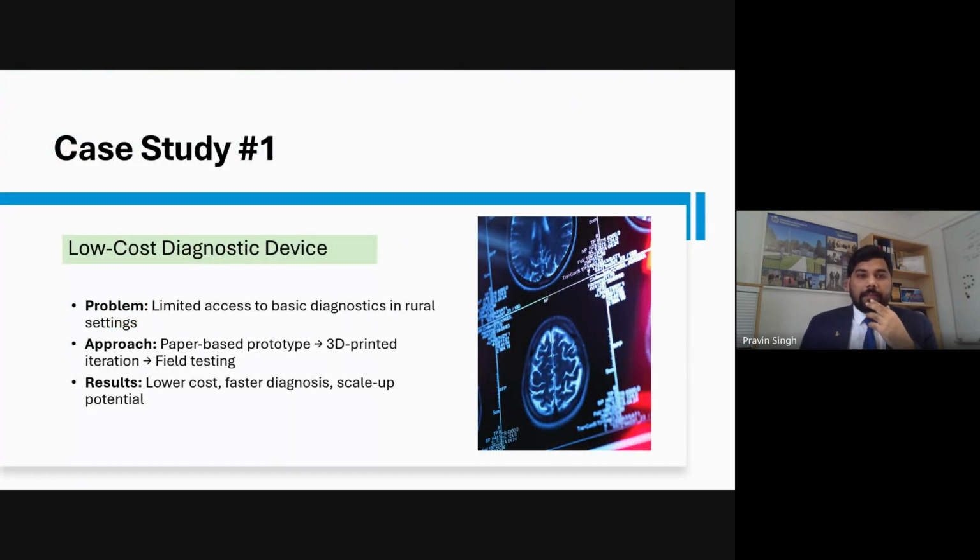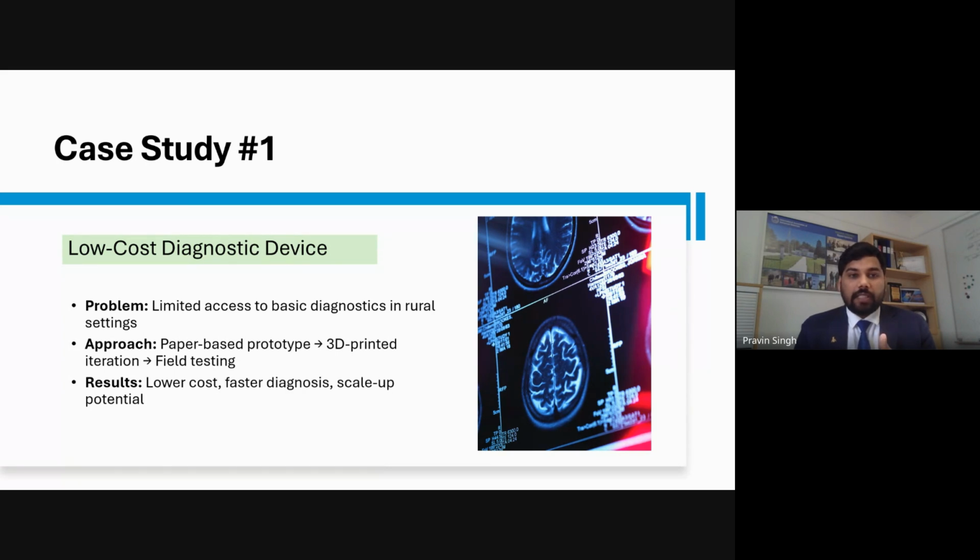Now the case study of how a healthcare innovation is developed: a low-cost diagnostic device. Let's explore a real-world case where concept development led to breakthrough healthcare solutions. So this is the problem. What was the problem actually? The problem was a lack of basic diagnostics in rural areas. Then the approach was a paper-based prototype, a very simple and low-cost design.